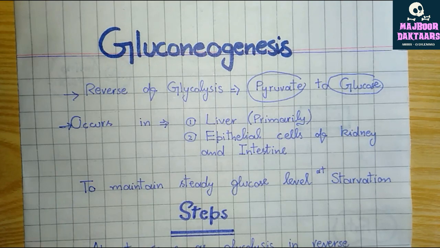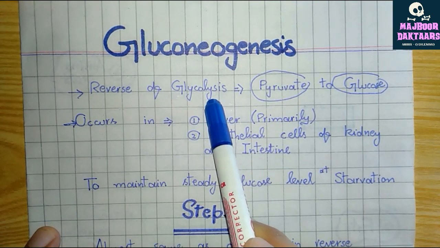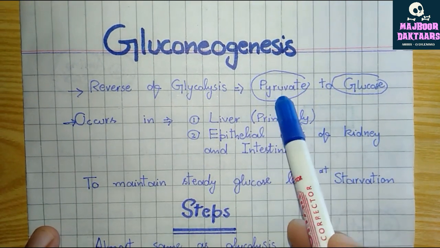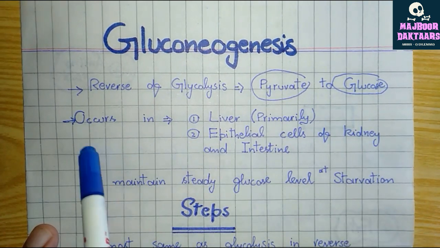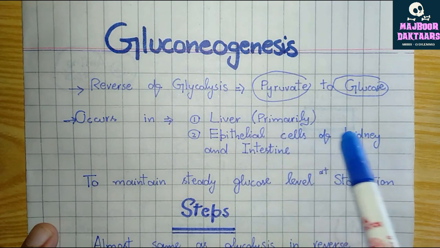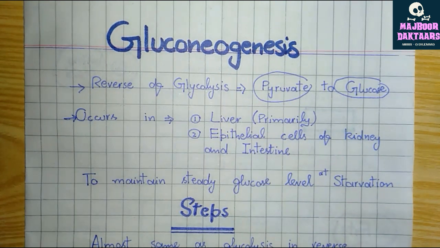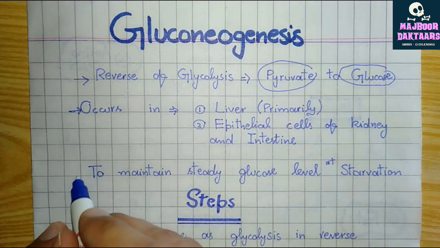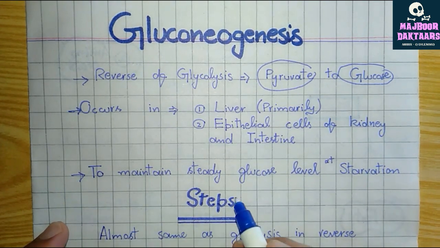Gluconeogenesis. Gluconeogenesis is the reverse of glycolysis in which we move from pyruvate to glucose. It occurs primarily in the liver and in epithelial cells of the kidney along with the intestine. Now the role of gluconeogenesis is to maintain a steady glucose level.